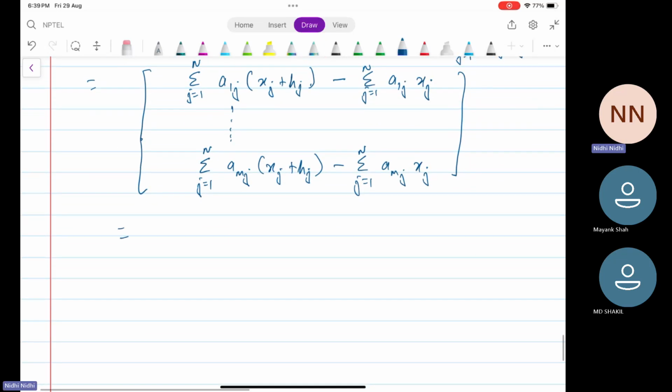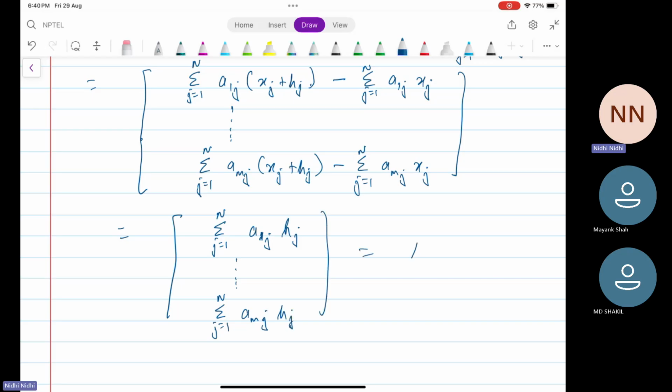So this will be, you can take summation aij to be common. So this will be summation j from 1 to n a1j times hj, up to summation j from 1 to n amj hj. Which is A times the vector h1, h2, ..., hn, which is Ah.